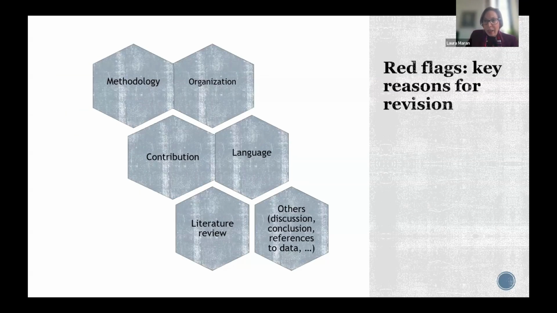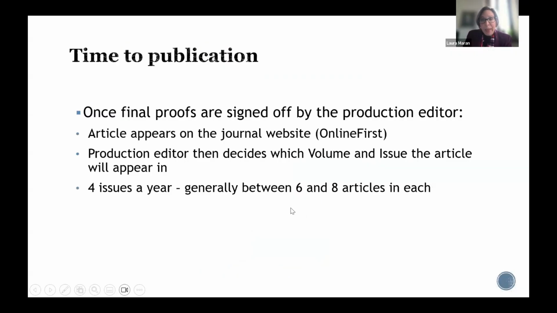Red flags when you can have a major revision or a revise and resubmit. Red flags may relate to methodology, to the organization of the paper in itself. So reading a paper that has already been published in Accounting History is helpful, at least to see the structure and how it is organized. Lack of contribution, not enough. Language. And a very thin literature review for the positioning of the paper in itself. Other issues generally can be fixed between the revise and resubmit and the minor revision.